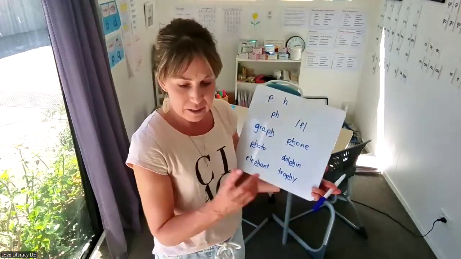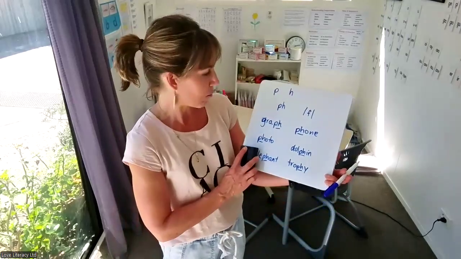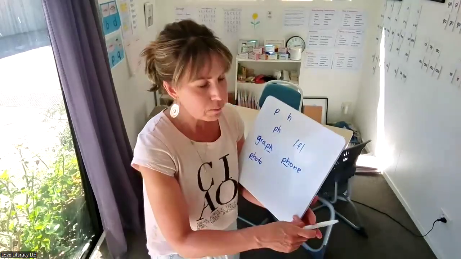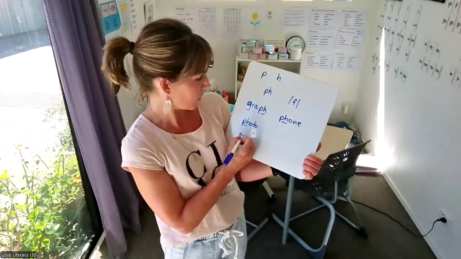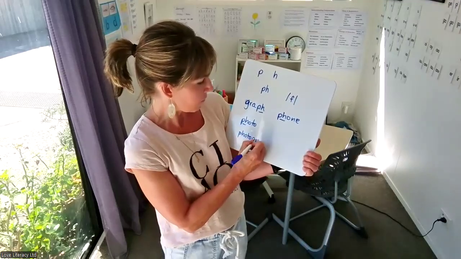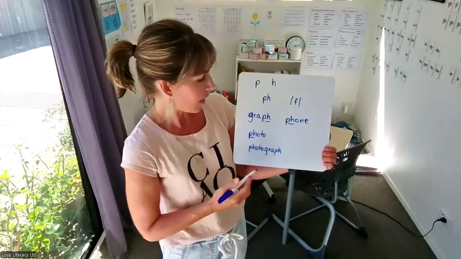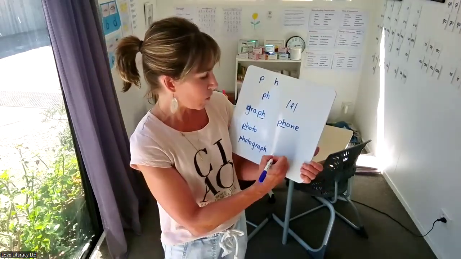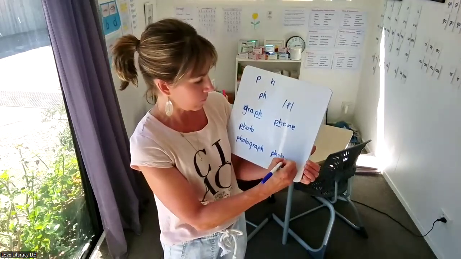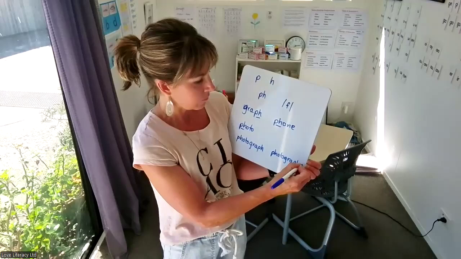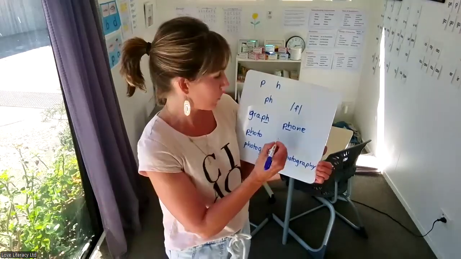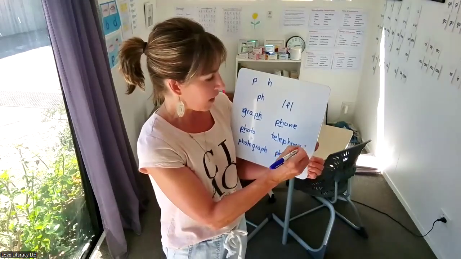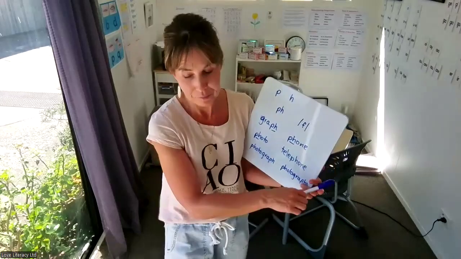Now, one of the other things that I like to do is because graph, phone, and photo are all quite common, I like to show how these ones fit together. So, for example, photograph, I like to put together. So, photo and graph is photograph or photography. Okay, and then you can also, if you want to, work with phone and put telephone on there as well.